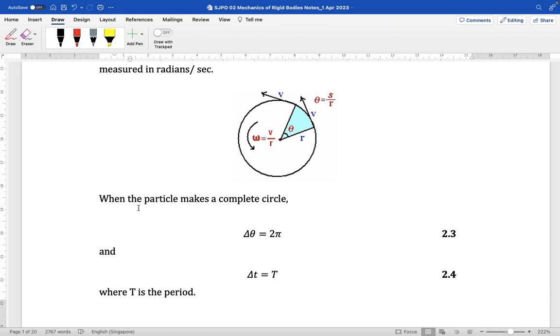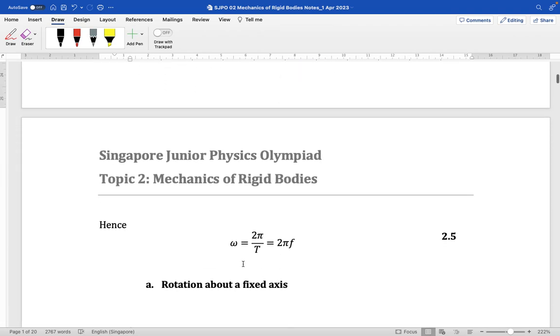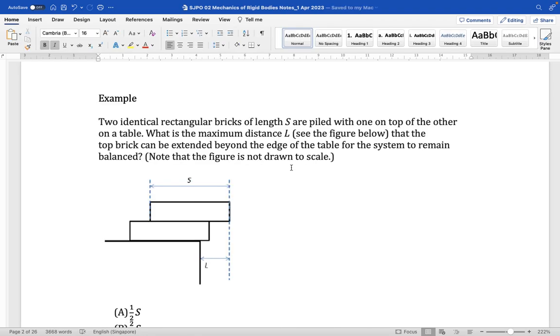When the particle makes a complete circle, delta theta equals 2 pi. And in fact, in the previous lesson, you knew that this actually leads to finding the circumference of the circle. And for a complete circle, delta t is also equal to capital T, which is your period. Those can be combined to give you this formula: omega equals 2 pi over T, or omega equals 2 pi f.